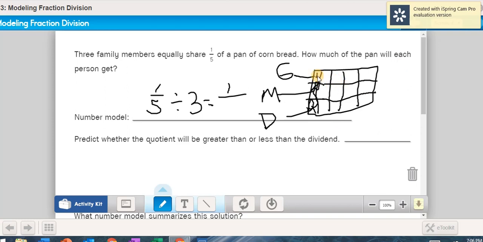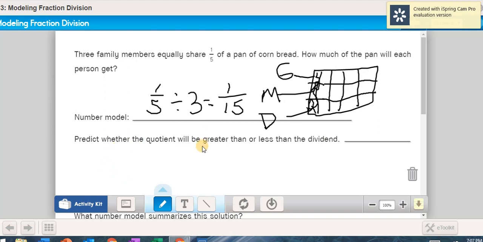So if we counted the squares, 1, 2, 3, 4, 5, 6, 7, 8, 9, 10, 11, 12, 13, 14, 15. So grandma's going to get 1 out of 15, so 1/15 of the cornbread.